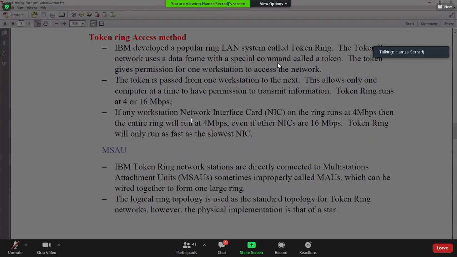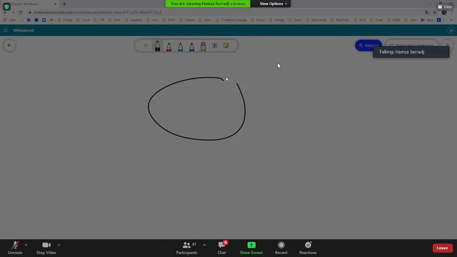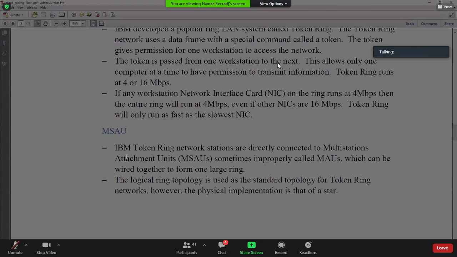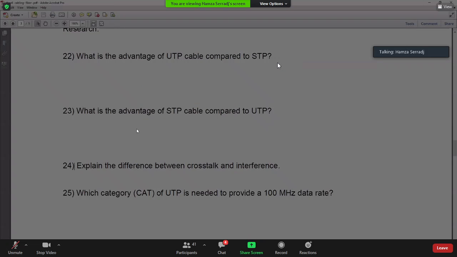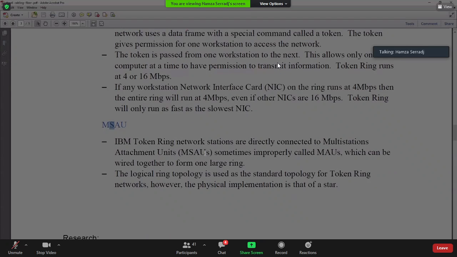When you see a token ring drawn like this with computers, you're going to think that the computers are connected to the ring directly. Not at all. It's a little bit different. They use something called a multi-station attachment unit. You can see this notation MSAU or MAU, right? The S is not mandatory, and you can find a notation like this. Here we go.